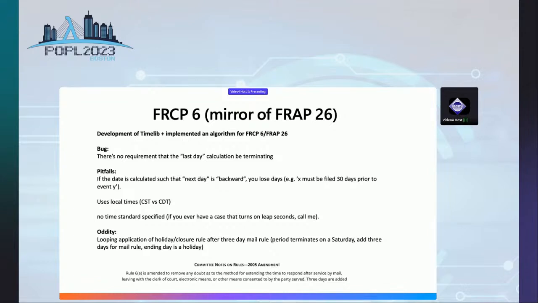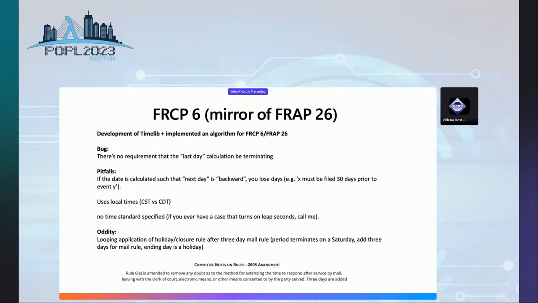If what they say is this paper has to be filed no fewer than 14 days before Y, now you're counting backward. So if you count backward the 14 days, and that happens to be a Saturday, your due date is the Friday before. So you lose days that way. It's very unique.